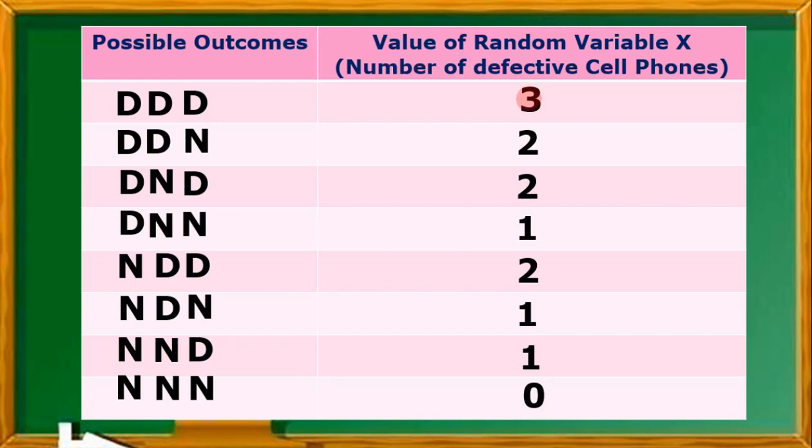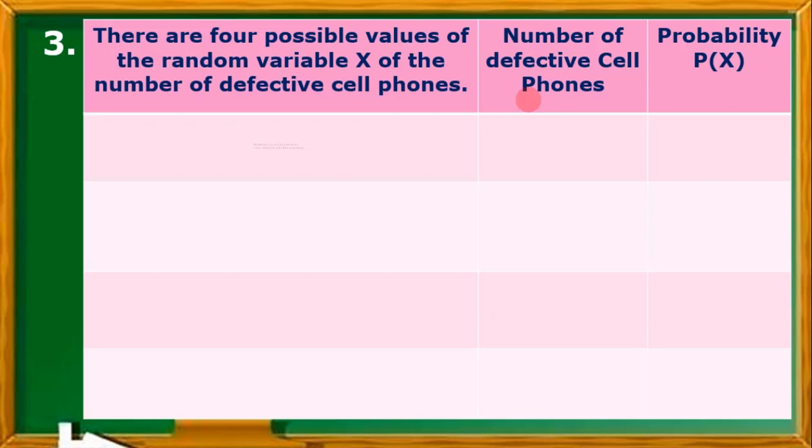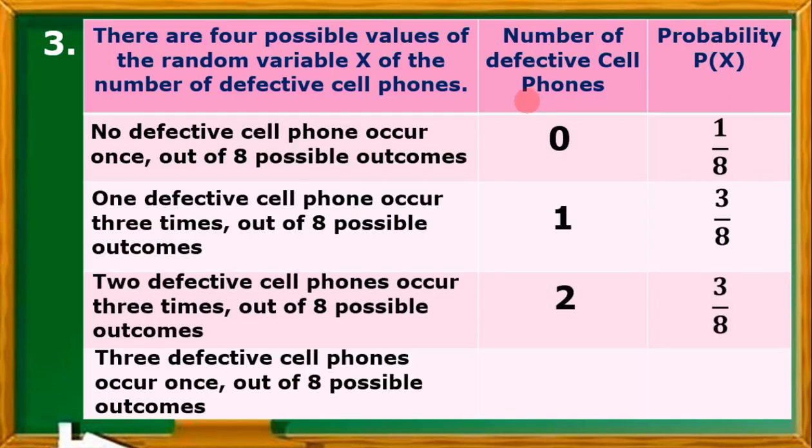So let me show you the table here, and let me discuss this one. We're here now. One defective cell phone occurs 3 times out of the 8 possible outcomes. So meaning 3 out of 8. Then 2 defective cell phones occur 3 times. Okay, 3 out of 8. And then 3 defective cell phones occur once out of the 8 possible outcomes. So we have 1 out of 8.